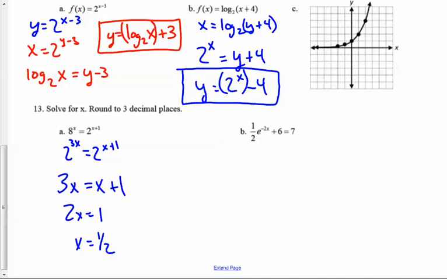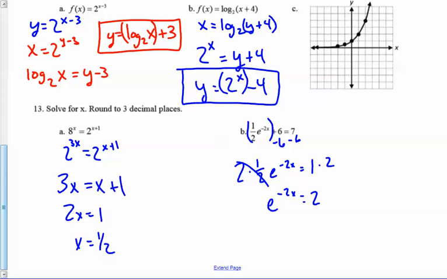Okay, so let's take a look over here. In this case, you need to isolate your exponential term. So I'll subtract 6 on both sides. So now I have 1/2 of e to the negative 2x equals 1. Then I'll multiply both sides by 2 to get rid of that. e to the negative 2x equals 2.